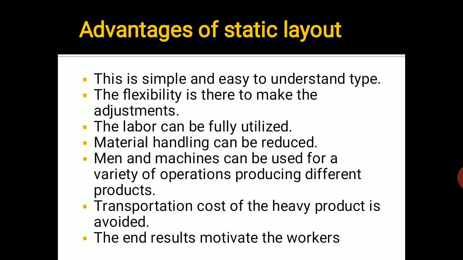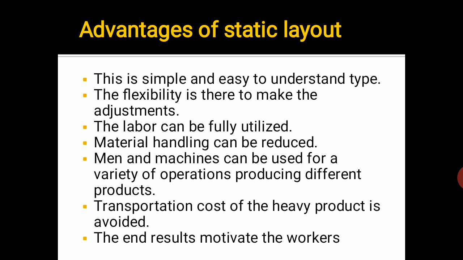Next, material handling can be reduced, because everything beforehand you are bringing to the product itself, and so in between material handling is not required. In fact, everything is done at the static level of the manufacturing. Men and machines can be used for a variety of operations producing different products. You can use few men, or you can use men and machines in such a way that during their idle time they can also be used for a different kind of product. So men and machines both can be used for a variety of operations under static layout.